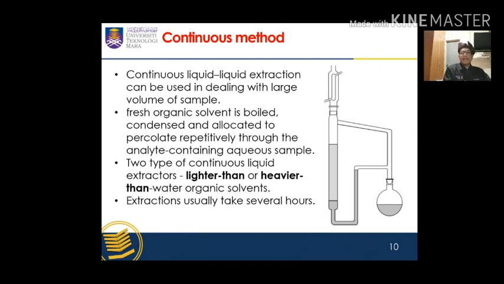Another approach of liquid-liquid extraction is the continuous method. We especially use this when dealing with very large samples. In this situation, fresh organic solvent is boiled, condensed and allowed to percolate repetitively through the analyte-containing aqueous sample. Two common versions of continuous liquid extractors are available: you can use a lighter than water or a heavier than water organic solvent. This type of extraction usually takes several hours. Several systems can be operated and attended in a series, thus allowing multiple samples to be extracted.